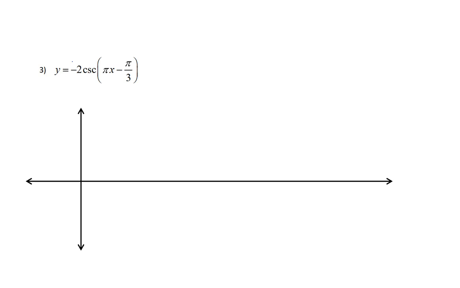We'll get to that in a second, but notice we're going to have to factor out something from what's in the parentheses. How do we know that? Because there's something in front of the x, and as soon as we see something there, we know. So let's rewrite this whole function as -2 cosecant of, and I'm going to use the brackets like I did previously, because I want to factor out that pi from both of the terms inside those original parentheses.